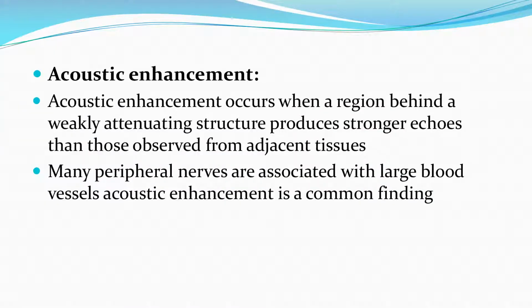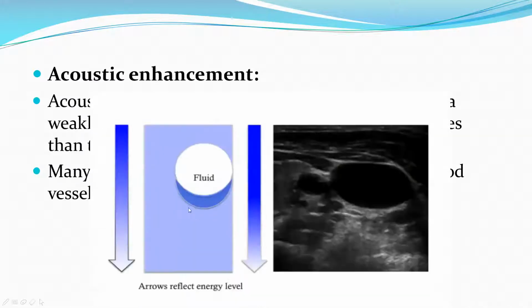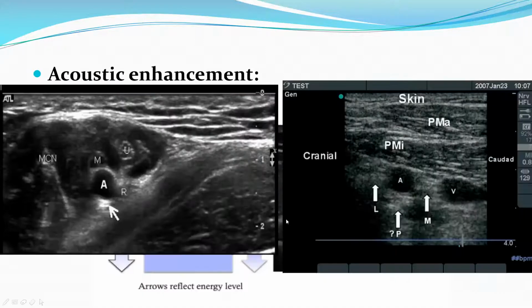And the second is acoustic enhancement. Acoustic enhancement is actually the opposite of acoustic shadowing. Acoustic enhancement occurs when there is a region behind a weakly attenuating structure, like a vessel or a vein. The structure below that vessel will appear very bright compared to the adjacent tissues. We can confuse that structure with a nerve sometimes. So here in this picture we can see below the fluid or vessel there is very brightly bright tissue.